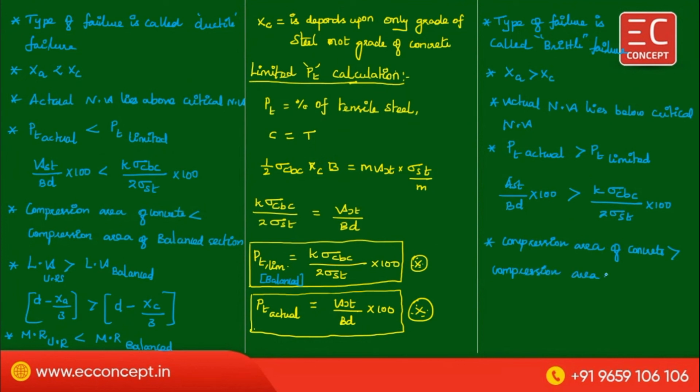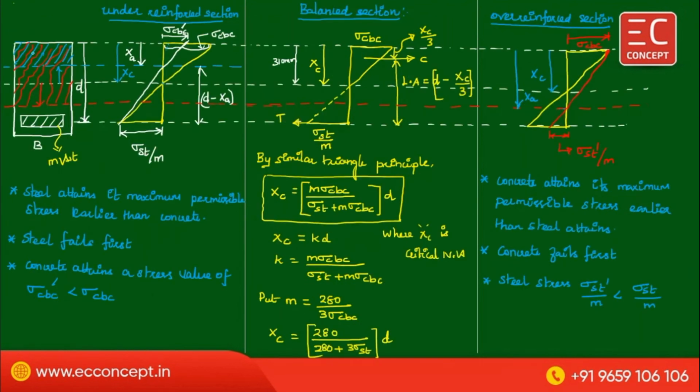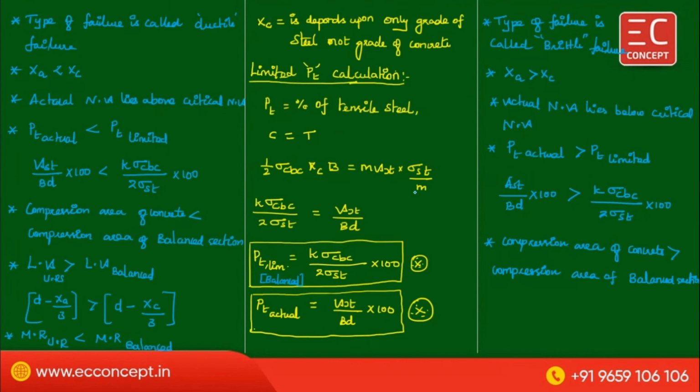Compression area of, not steel, sorry, balanced section. Excuse me, listen. Compression area in the over reinforced section: this entire red is the compression area of the over reinforced section. But what is the compression area of the balanced section? Only this much area, only this white portion. So that is an important point.